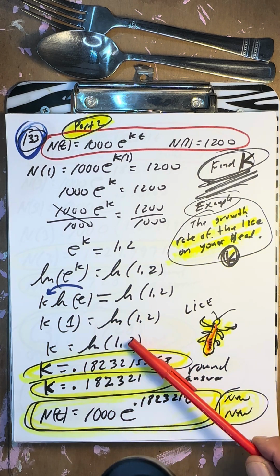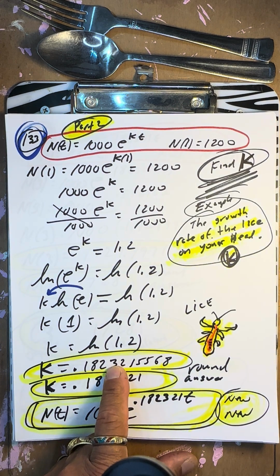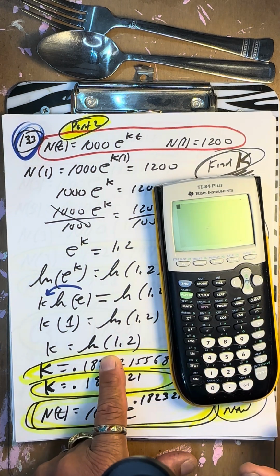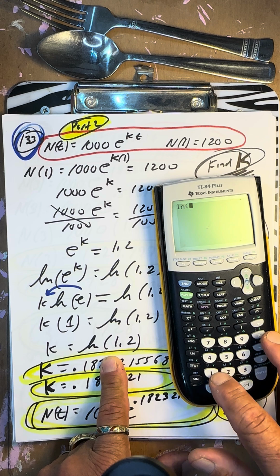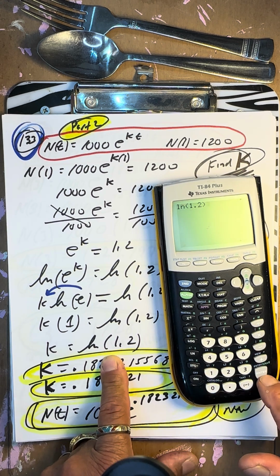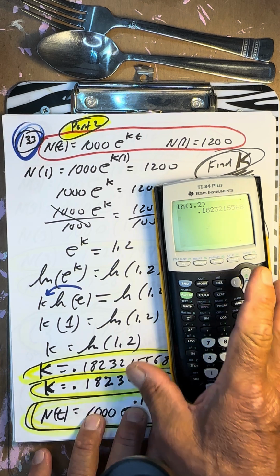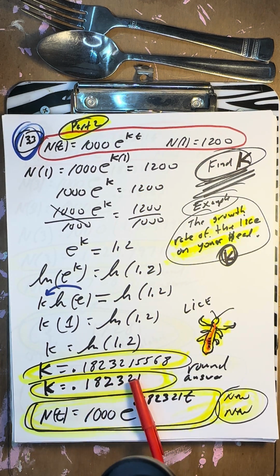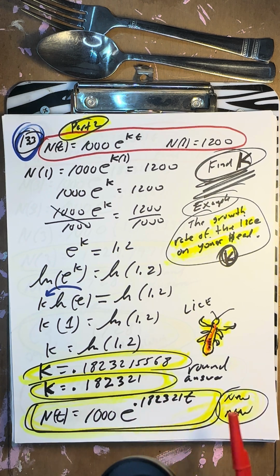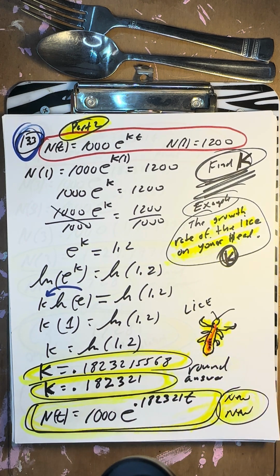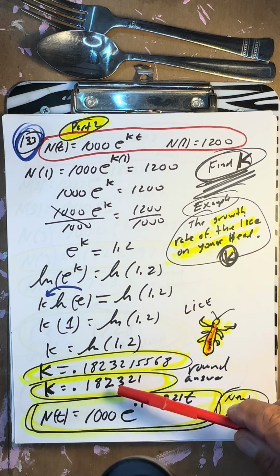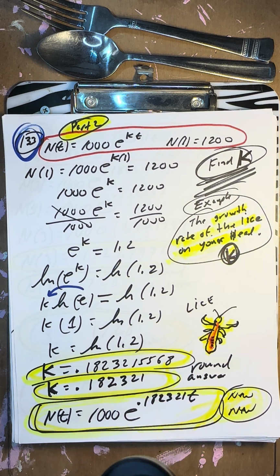So you have ln of 1.2. Can we do it on the calculator? I say yes. So ln of 1.2 is 0.18. All these numbers match. And I'm going to round it a little bit to this. So N of t is 1,000 e to the power of that. There's a formula now for the lice in your head. They're there, the little lice guys. The growth rate of the lice on your head is a k, right there.